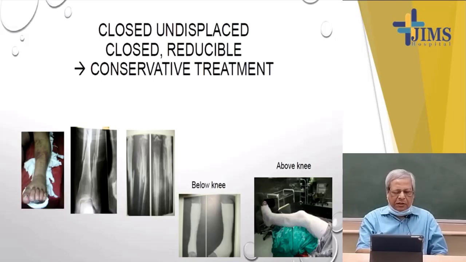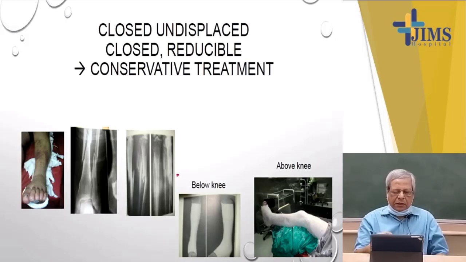Suppose it's a fracture of both bones of the leg, tibia and fibula. This is the limb. Closed, undisplaced, closed, reducible. This can be reduced by traction. This is reduced. Then a plaster is applied.